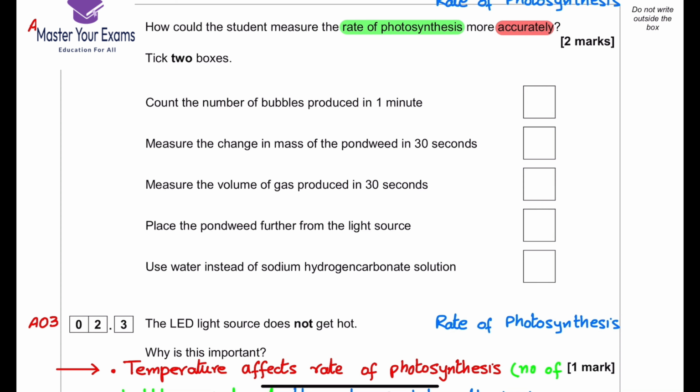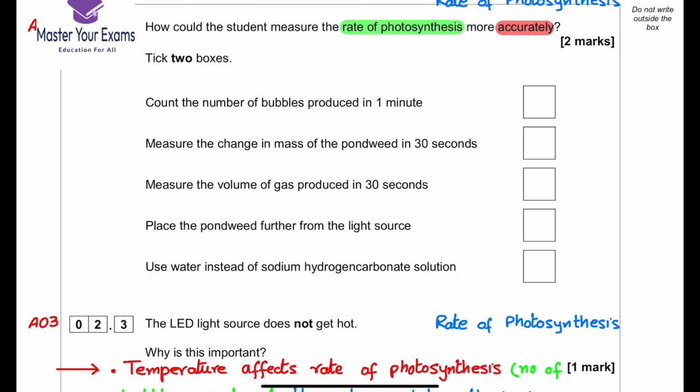So how to measure the rate of photosynthesis? First option is count the number of bubbles produced in 1 minute. Second option is measure the change in the mass of the pondweed in 30 seconds. Measure the volume of the gas produced in 30 seconds. Place the pondweed further from the light source. Use water instead of sodium hydrogen carbonate solution.